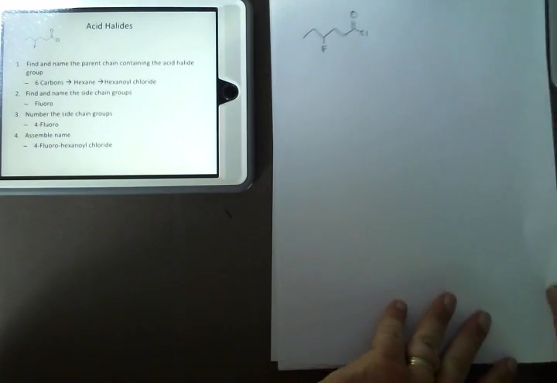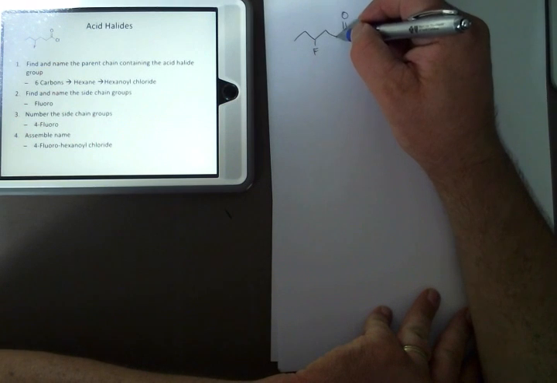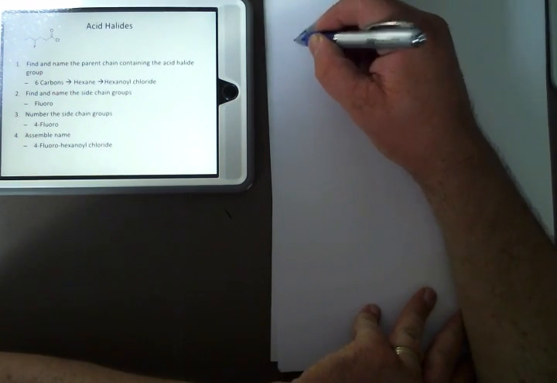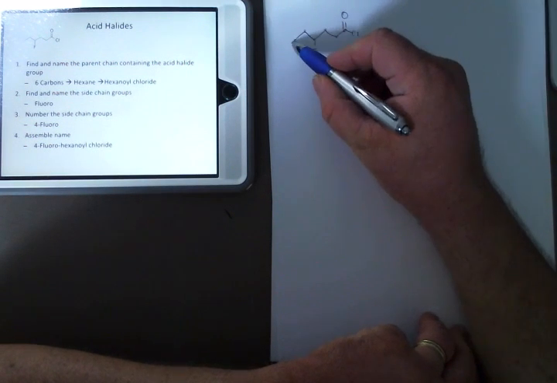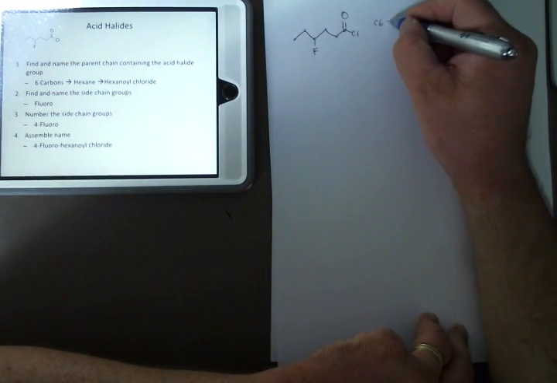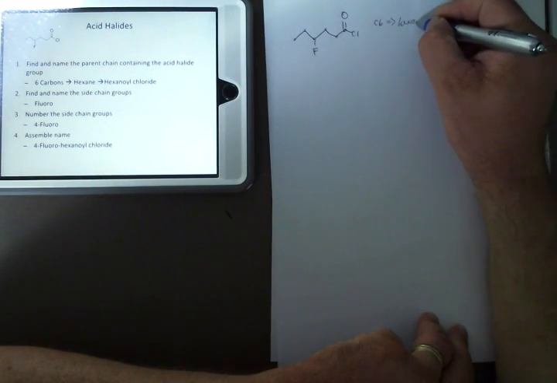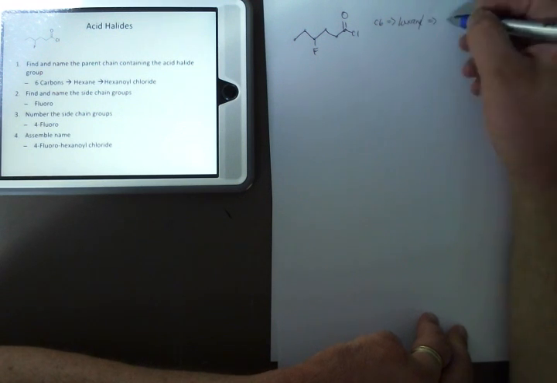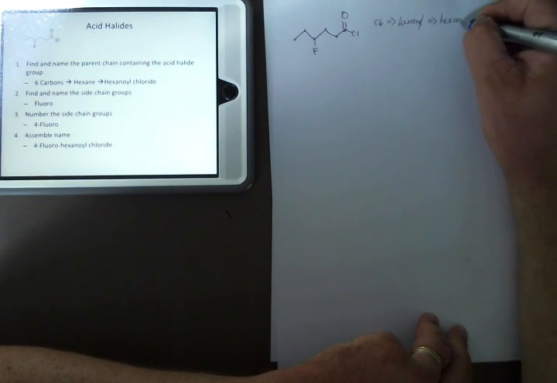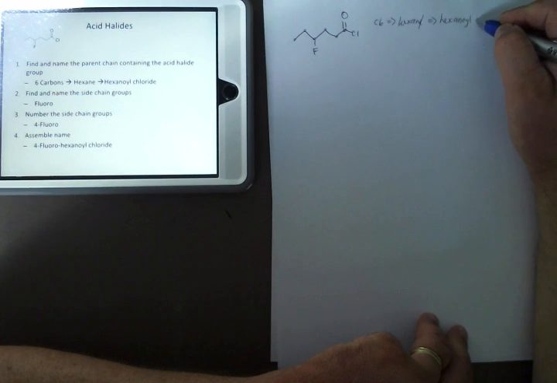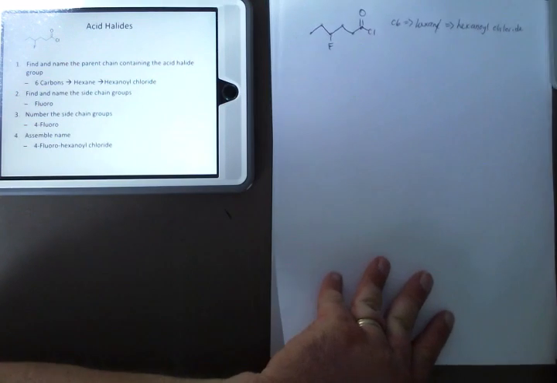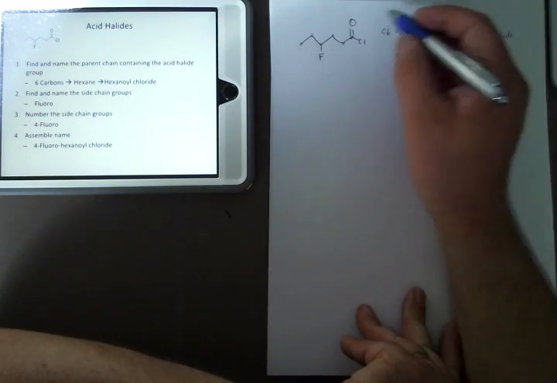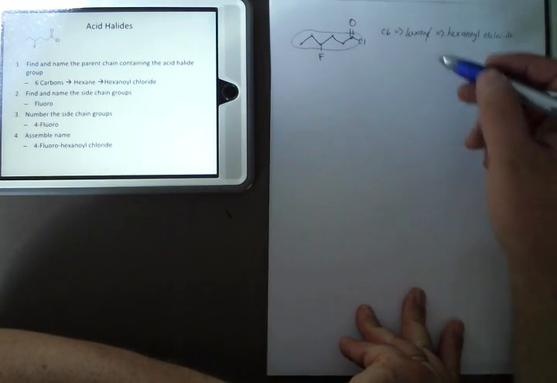So you can always put in the dots for the carbons. 1, 2. Here are the only carbons: 1, 2, 3, 4, 5, 6. So that's C6, which would be hexane. We're going to take off that E and make it hexanoyl chloride, because it's an acid chloride, because there's that chloride there. So that's your main chain.